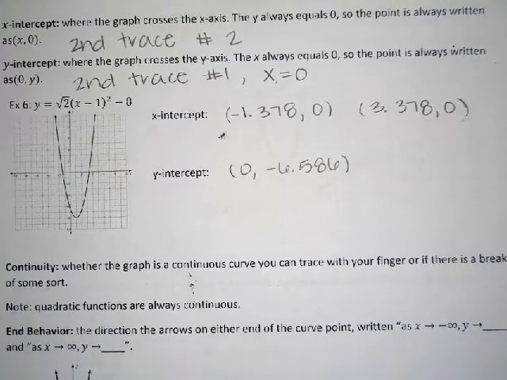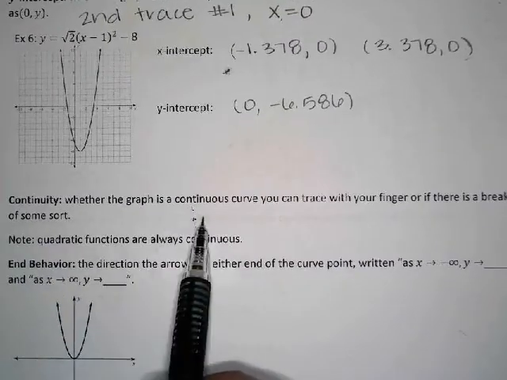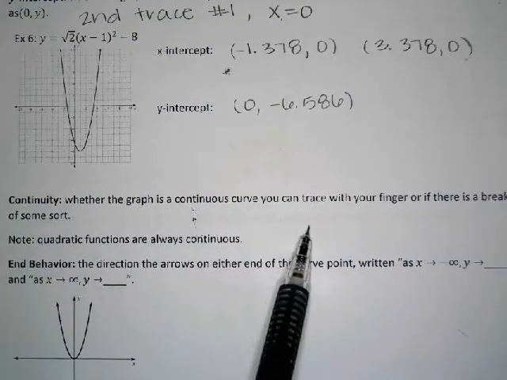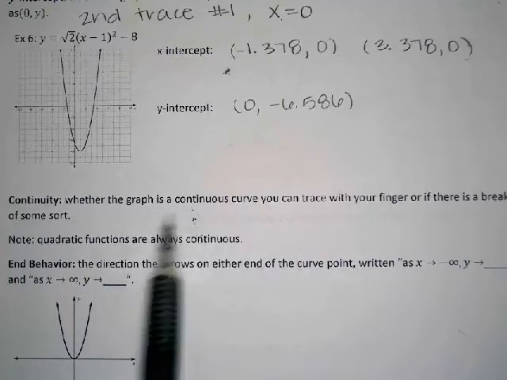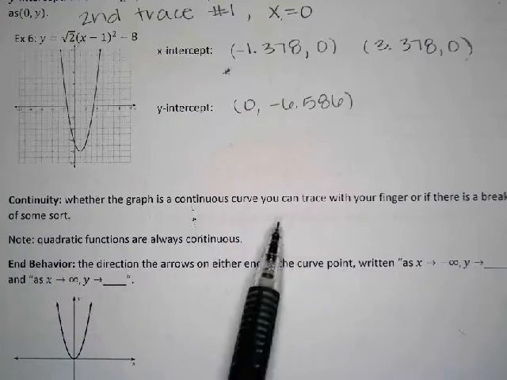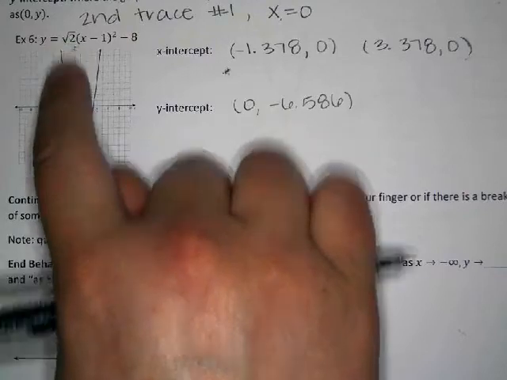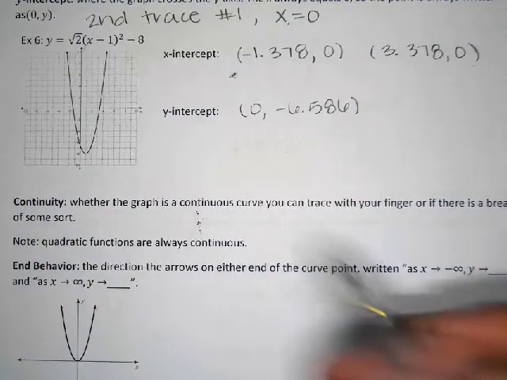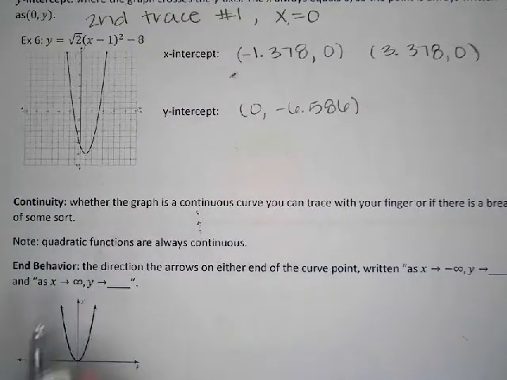Whether the graph is a continuous curve, I feel like I wrote this sentence awkwardly. If the graph is a continuous curve, you can trace the whole thing with your finger without picking up your finger. So U-shaped graphs are always continuous because you can always make a U without picking up your finger. So I made a special note down here. Quadratic functions are always continuous. So they are a boring question for this unit.